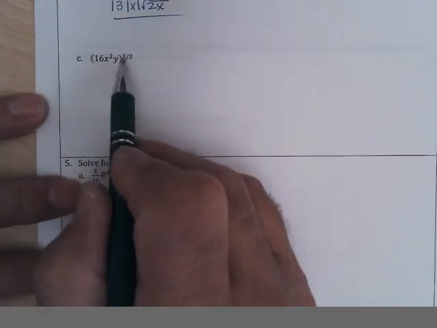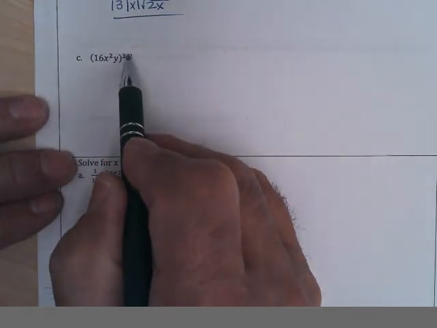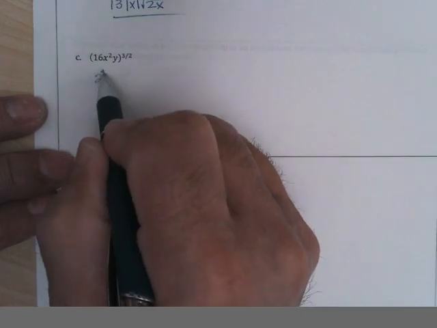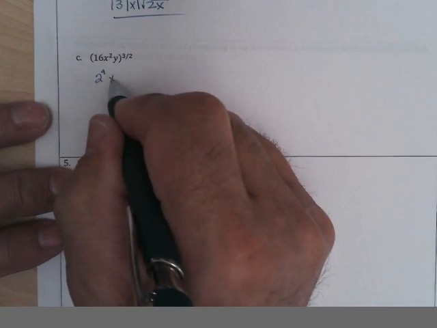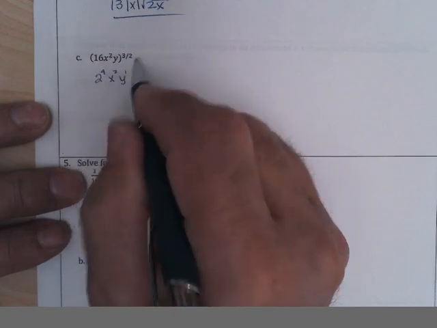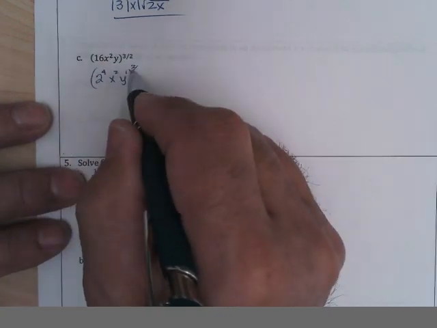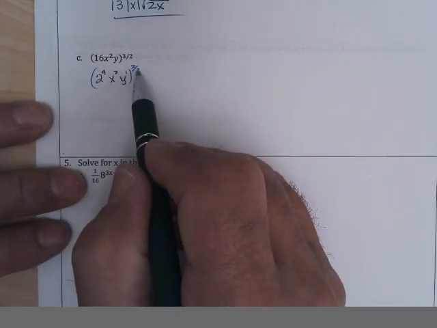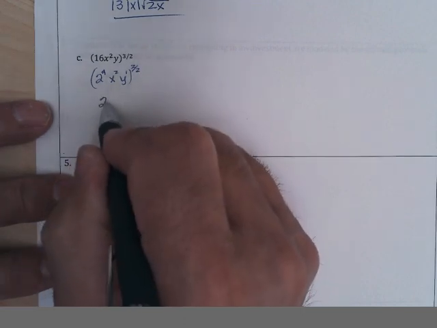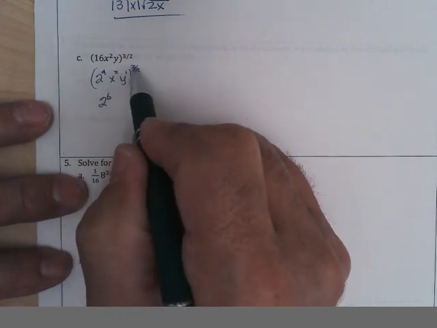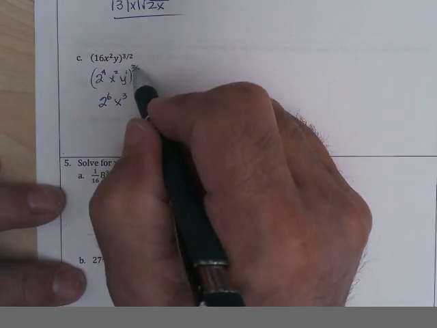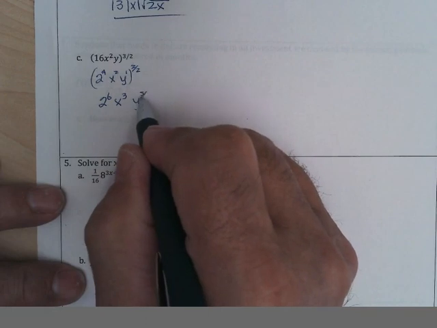Now this one can be done a couple of ways. Since there's no addition in here, we can distribute the power. Now 16 is 2 times 2 times 2 times 2, 2 to the 4th. X squared, y to the 1. And we can take the 3 halves times each of these. 4 times 3 halves would be 12 halves, or 6. 2 times 3 halves is 3. And 1 times 3 halves is 3 halves.